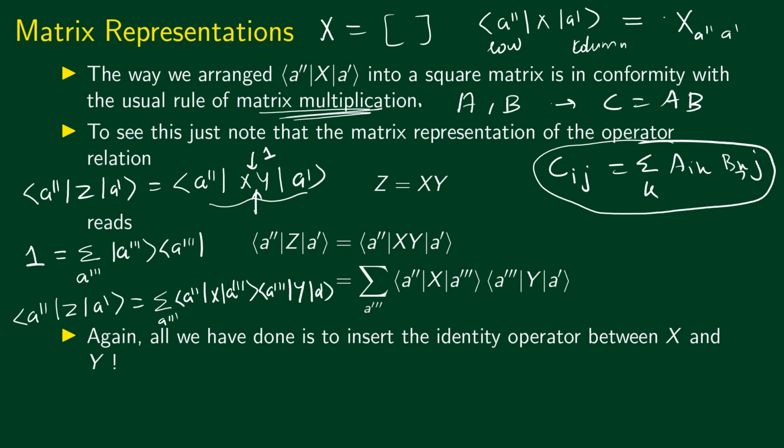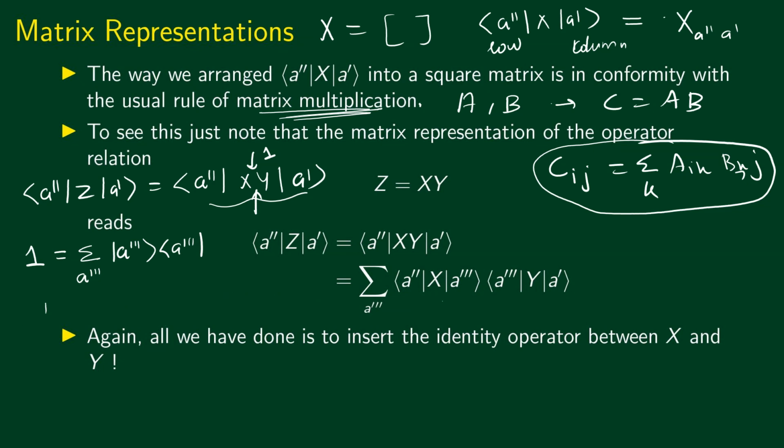Okay, this is what I have written here. This is the sum over a triple prime of bra a double prime, x, ket a triple prime, bra a triple prime, y, ket a prime. What is this? This is part of the identity operator, right? The full identity operator comes with the summation. Okay, so the full identity operator is this. I have just pulled out the summation.